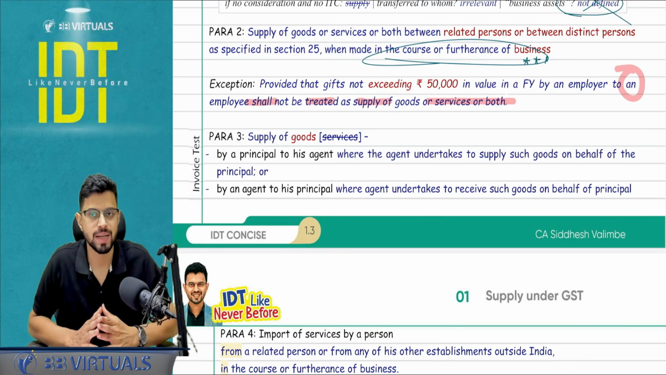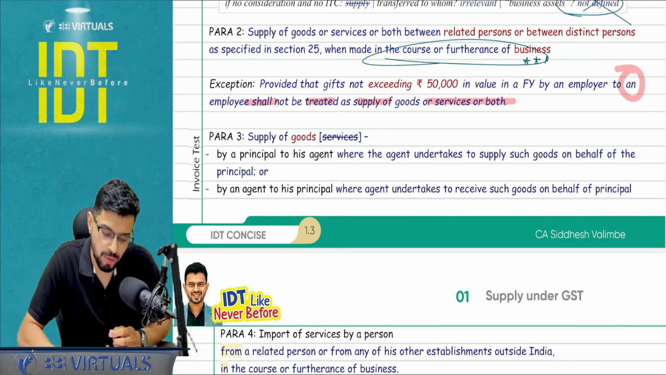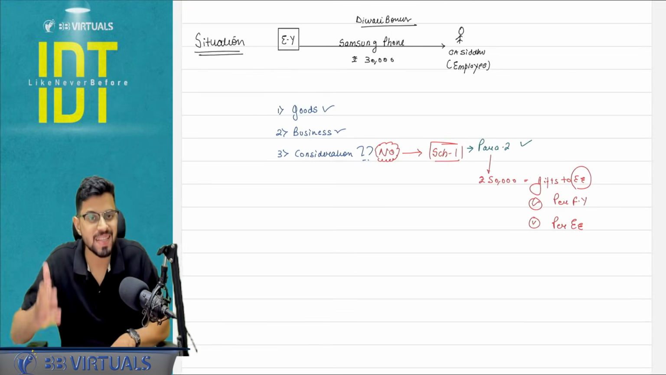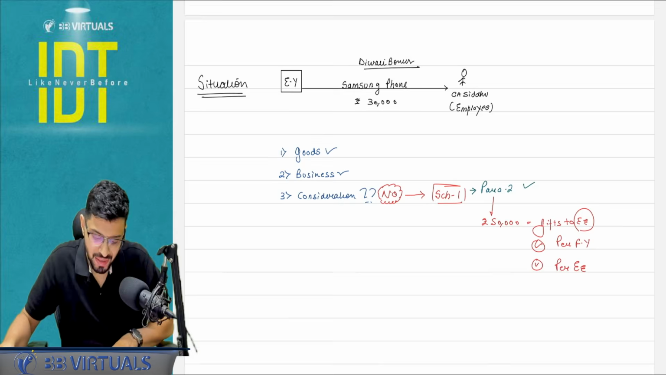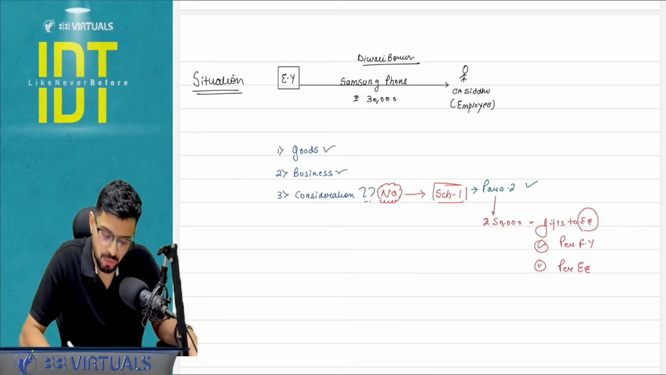Are you able to understand this? Sir, but then what about salary and perquisites? I have already given you the reference yesterday. The gifts are over and above the salary and perquisites. Salary and perquisites.